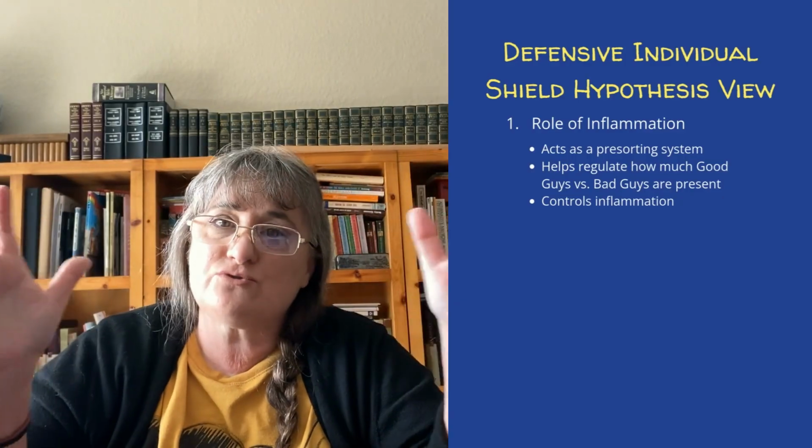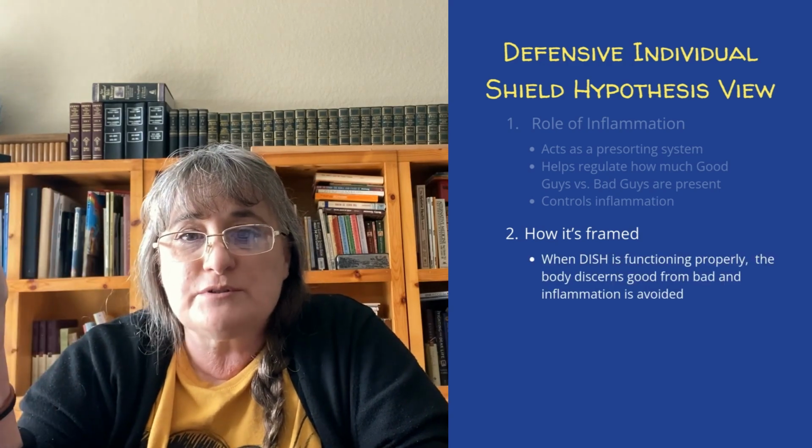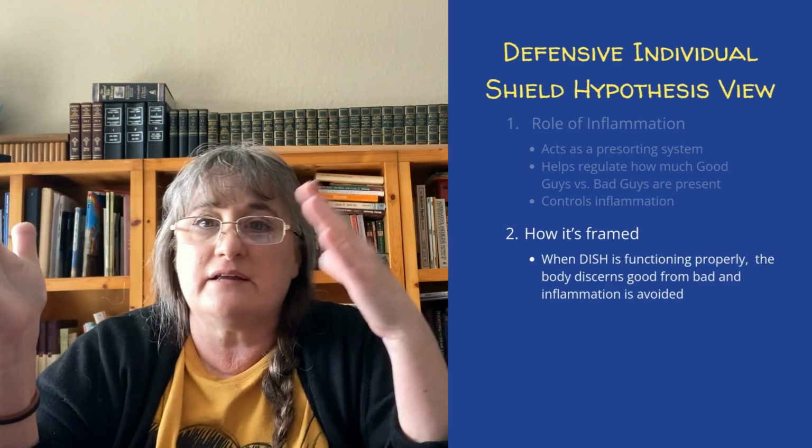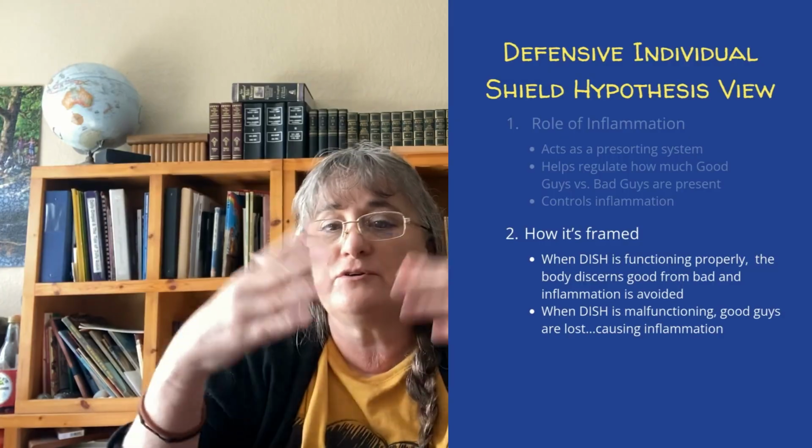Understanding DISH, and realizing I needed to make it manually because it was not automatically doing what it was supposed to do, enabled me to control inflammation. So how is this framed? When DISH is functioning properly, the body discerns good from bad and inflammation is avoided. When DISH is malfunctioning, good guys are lost. That's where the inflammation comes from: the body is rejecting these good guys, and it doesn't want to keep rejecting them because it knows it needs them to function properly.